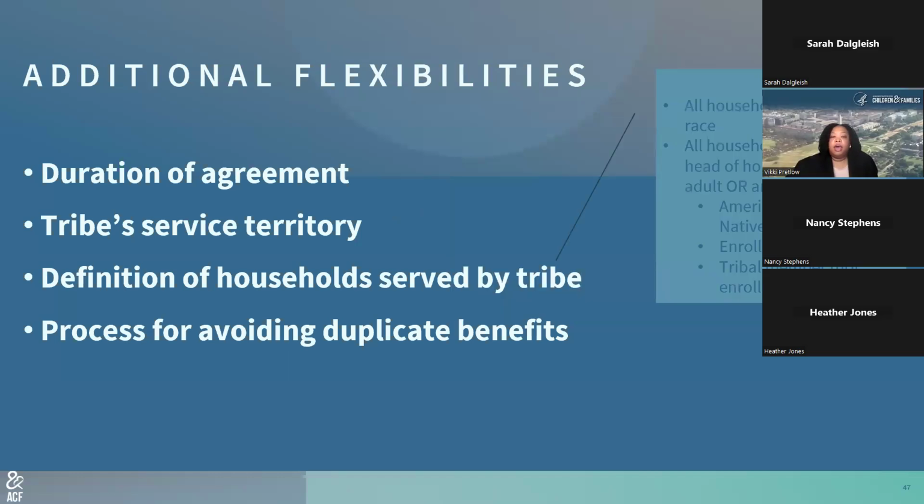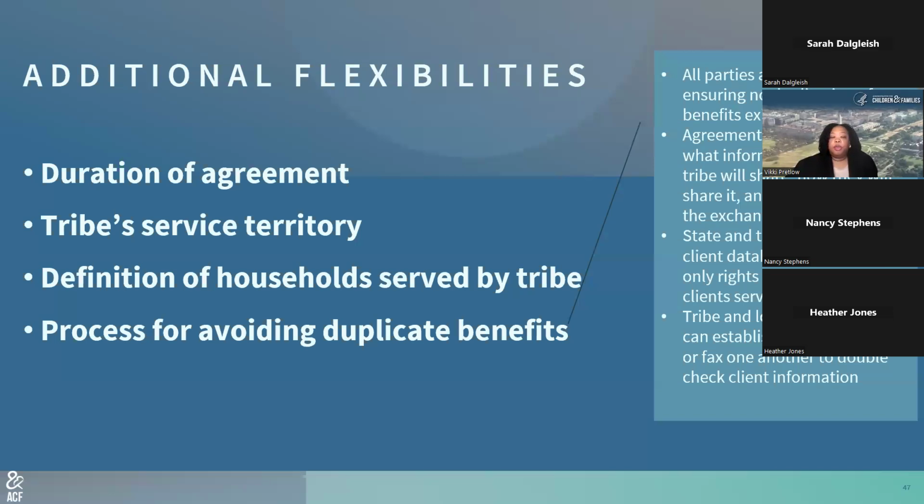Next. There are flexibilities that also exist in defining the types of households to be served by the tribe. This could mean that all households within the service area, regardless of race, will be served, or all households where the head of the household, any adult, or any other household member is American Indian or Alaska Native, an enrolled tribal member, or a tribal member who may not be enrolled. Next.